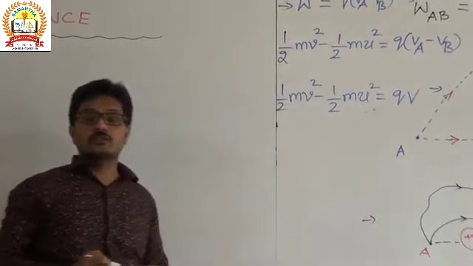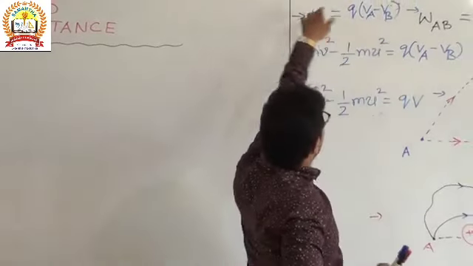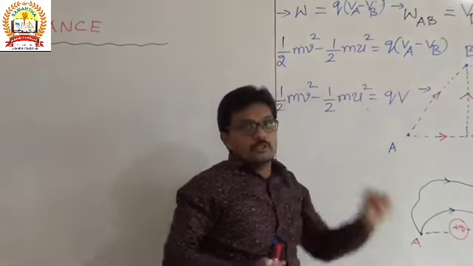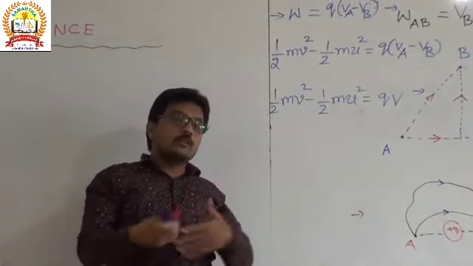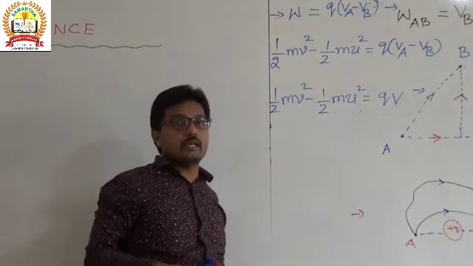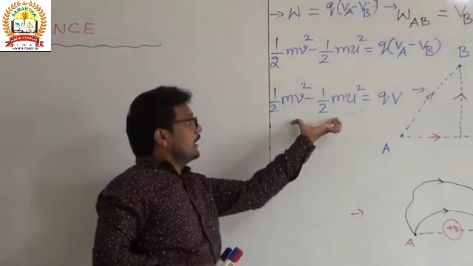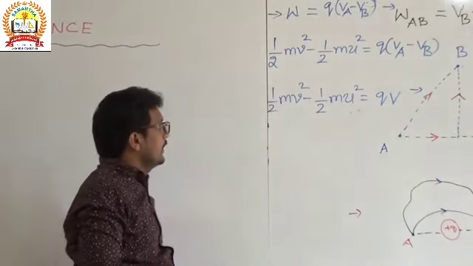Or another way we can say, instead of taking the potential difference, the work done is equal to the charge into the potential, and this is the change in kinetic energy. Work done by all the forces is equal to the change in kinetic energy. If you use that formula, the change in kinetic energy is equal to the work done, which is Q into V.